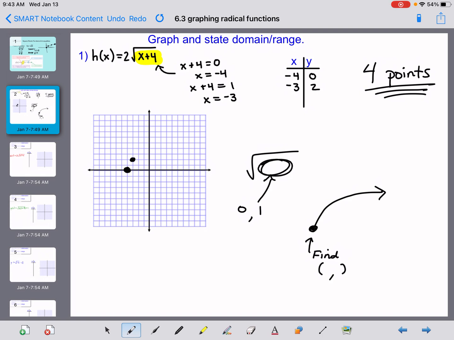What's the next number I would want to have underneath my radical? So 0, square root of 0, square root of 1, square root of 4. I want that radical to be equal to 4. So I'm going to take that radical and set it equal to 4. So my next x value would be 0. Plug in 0 into h of x. And you should be getting 4.